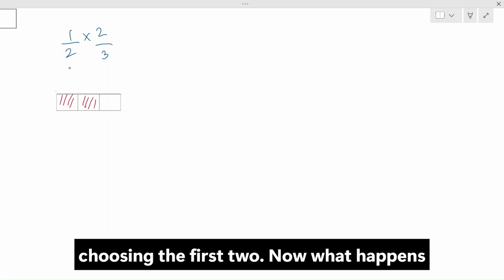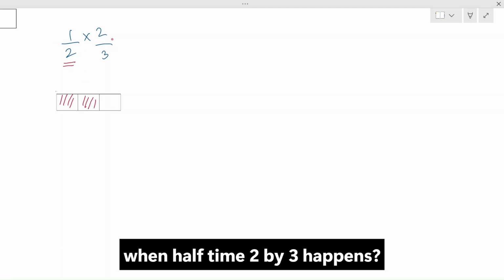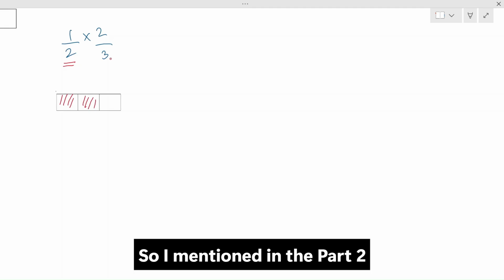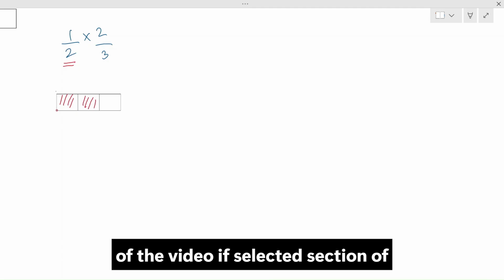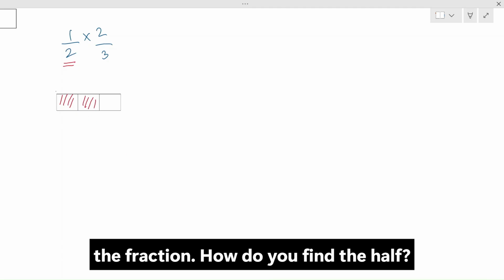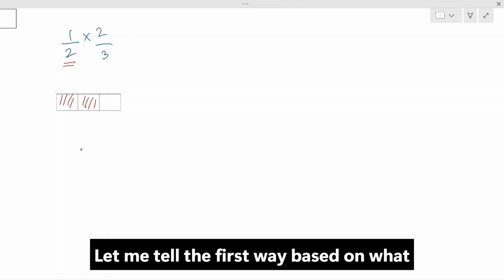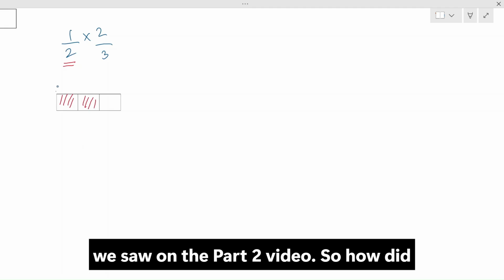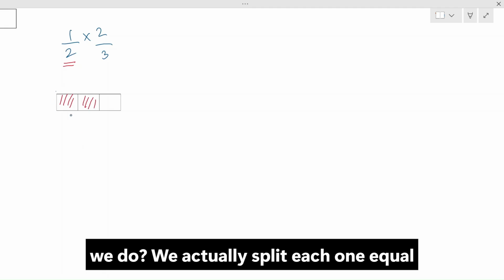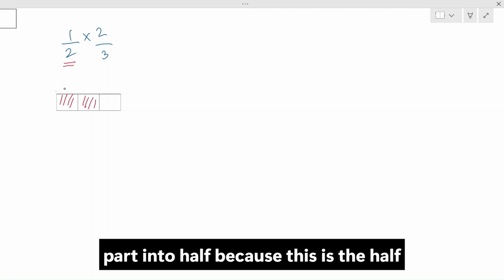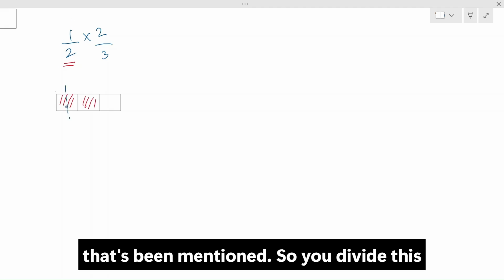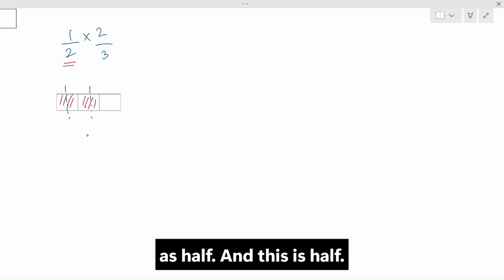Now, what happens when half times 2 by 3 happens? Like I mentioned in part 2 of the video, if you have a selected section of the fraction, how do you find the half? There are two different ways to do it. Let me tell the first way, based on what we saw in the part 2 video. So how did we do it? We actually split one equal part into half because this is the half that has been mentioned. So you divide this as half and this as half.